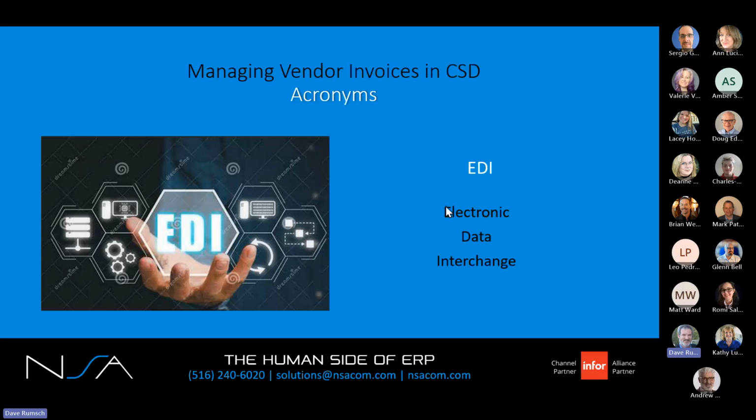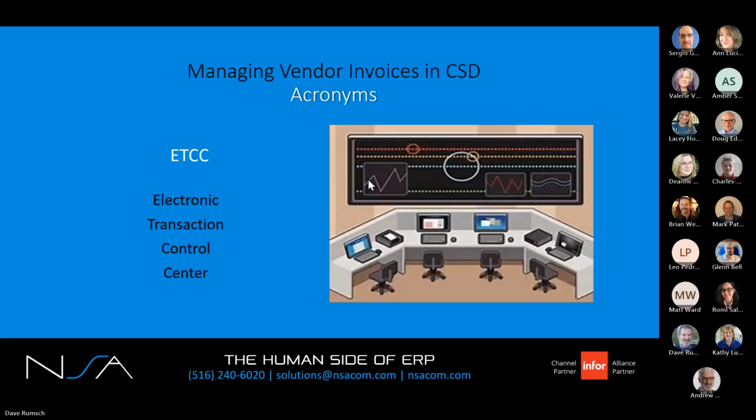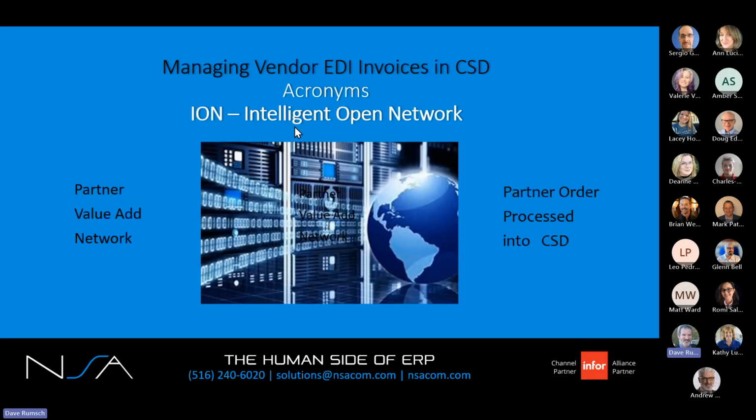EDI, which means electronic data interchange. The ETCC, which is the Electronic Transaction Control Center, where decisions are made on how to deal with invoices, finding errors and exceptions. And lastly, ION, which is an intelligent open network, which is the process of sending transactions through partners and value-add networks through your software and back out to process the partner order into our software. So that's what's going to happen with the inbound invoices.